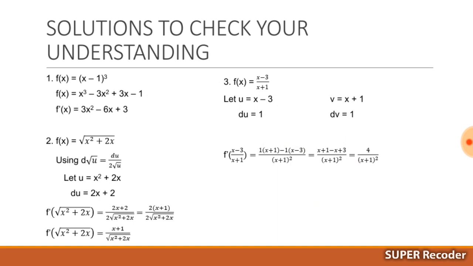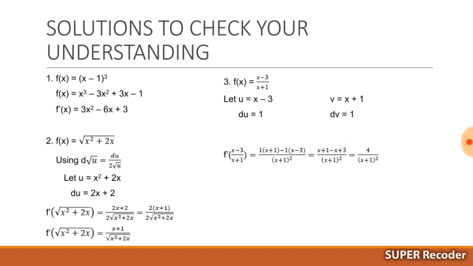Okay, so for number 2, we have f of x equal to the square root of x squared plus 2x. To make it simpler, we're going to use the derivative of square root of u, which is equal to the derivative of u over 2 square root of u. Although that is derived also from the power formula for differentiation. If we let u inside the radical sign be x squared plus 2x, its derivative is 2x plus 2.